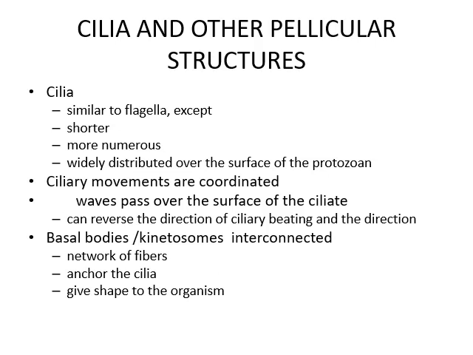Cilia are similar to flagella except shorter and more numerous, and widely distributed over the surface of the protozoan. Ciliary movements are coordinated by waves that pass over the surface of ciliates, and they can reverse the direction of ciliary beating and the direction of the animal. Basal bodies, also known as kinetosomes, are present at the base of cilia. They are interconnected, forming a network of fibers that anchor the cilia and give shape to the organism.